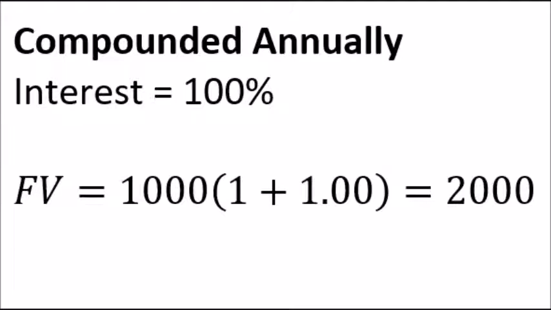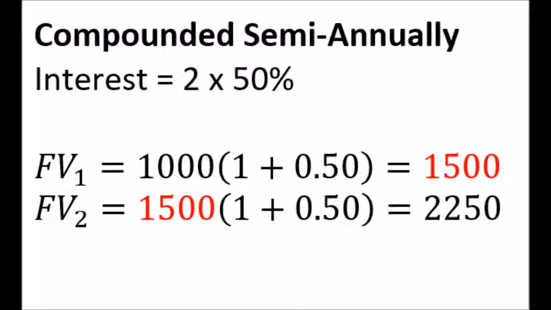Simple enough? But what if the interest is compounded semi-annually, twice per year? That means at the end of 6 months, they pay you 50% of your initial $1,000 investment, $500. So now you have $1,500. Another 6 months pass by, and they pay you the remaining 50%. But 50% of $1,500 is $750. So now you walk away with $2,250 total.